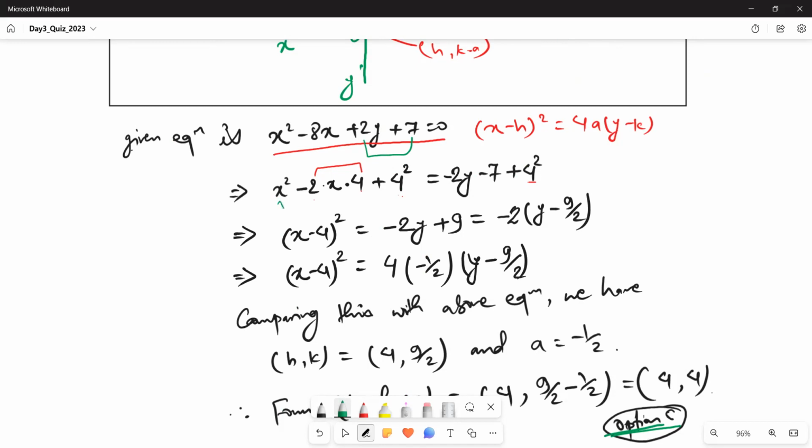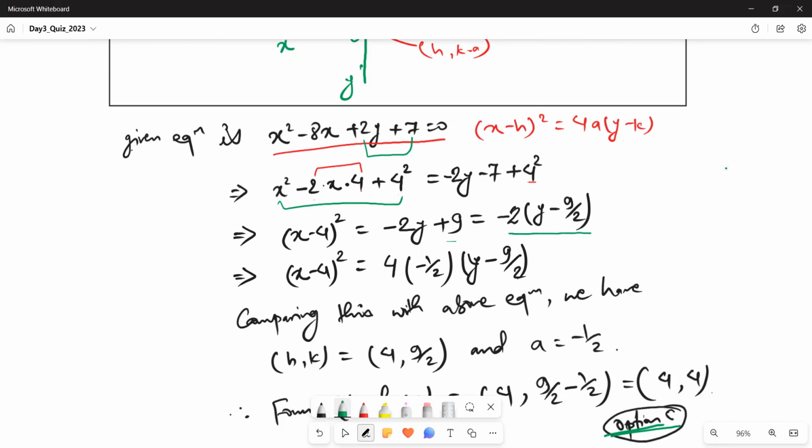So now this will form what? (x minus 4) whole square. So (x minus 4) whole square is written here, and then we'll have minus 2y, and this minus 7 plus 4 square, so we'll have what? Plus 9. And when you take minus 2 common, because y needs to be an independent term, right? So when you take minus 2 common, you will have minus 2 times (y minus 9 by 2).